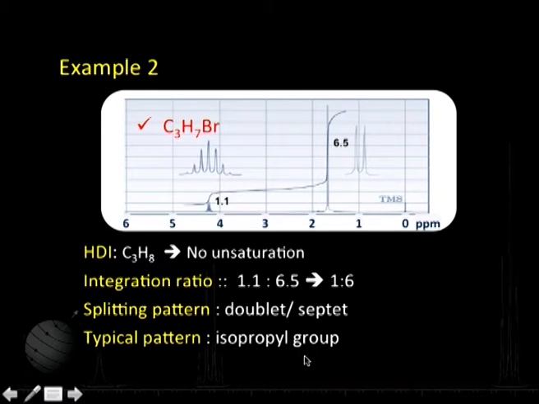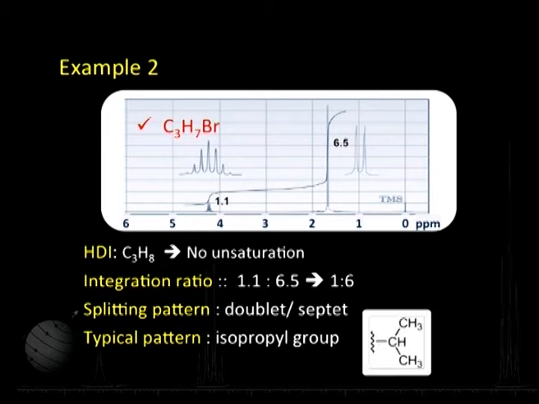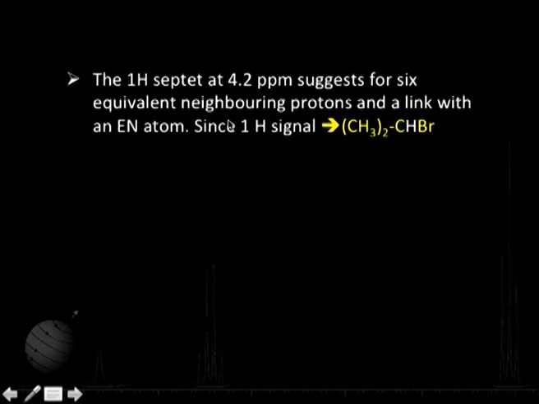With this information, two more things we will take note of here, that is the location of these two signals. Okay, it is fine, it is an isopropyl group, but what kind of isopropyl group? Where does the bromine atom go? Let us look at that. The isopropyl group is this fragment we have identified on the basis of the typical pattern we are observing in the spectrum. Now, this 1 proton septet is coming at 4.2 ppm, which is highly downfield, which suggests that firstly, since it is a septet, there are 6 neighbors, and also it is linked with an electronegative atom because it is coming highly downfield.